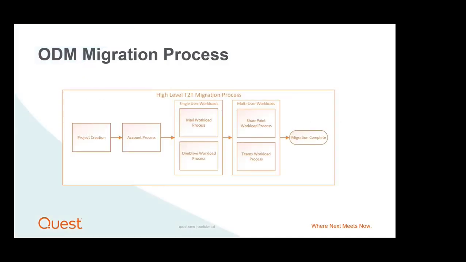This is what the overall migration project looks like. Create the project, process the accounts, and then move into the single user workload processes. So Mail and OneDrive being a single user process. And then move into the SharePoint and Teams or the multi-user process. I have seen several customers switch the users' mailbox and OneDrive, and use the web interface to access Teams and SharePoint using the source account to still maintain that access until they're ready to migrate their teams.